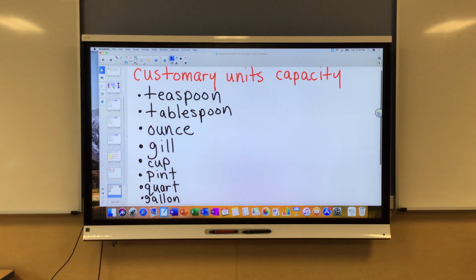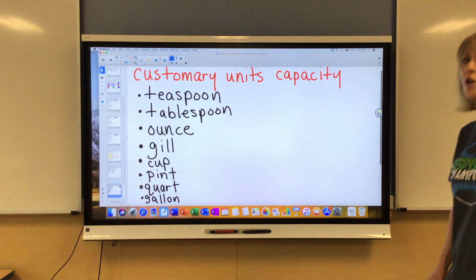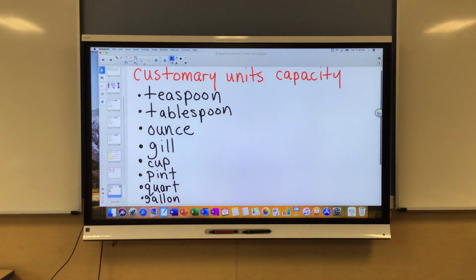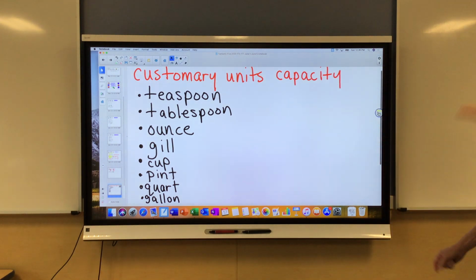I said teaspoon, tablespoon, ounce, gill, cup, pint, quart, gallon. One more time. I said teaspoon, tablespoon, ounce, gill, cup, pint, quart, gallon.